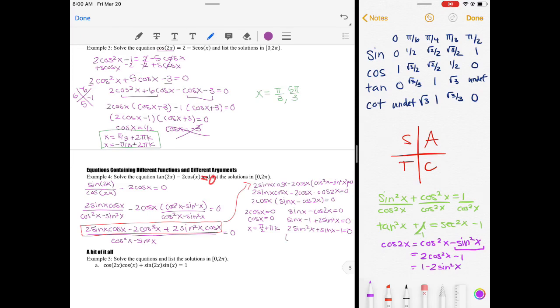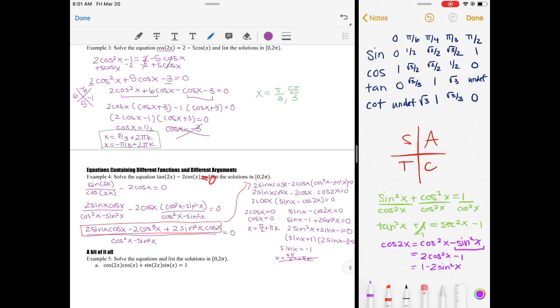I'm going to let you take a moment to factor it, and then hit pause and then hit go again when you're ready. And you should end up with sine of x plus 1 times 2 sine of x minus 1 equals 0. So when does sine of x plus 1 equal 0? It's when sine of x equals negative 1, which happens when x is 3 pi halves plus 2 pi k. However, notice we already had pi halves plus 2 pi, so that will be incorporated in the other answer we already got.